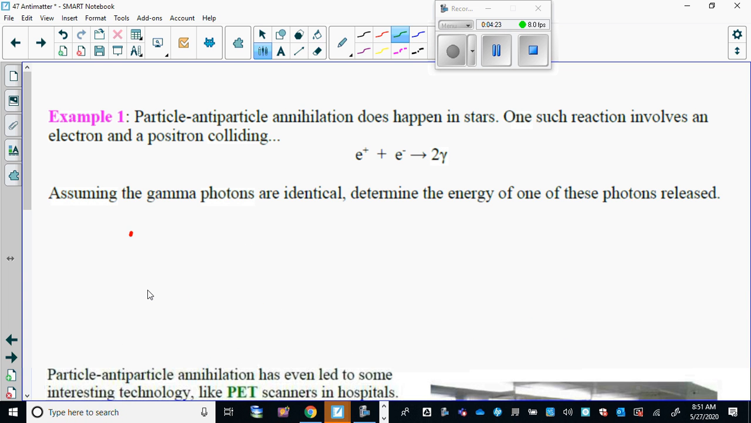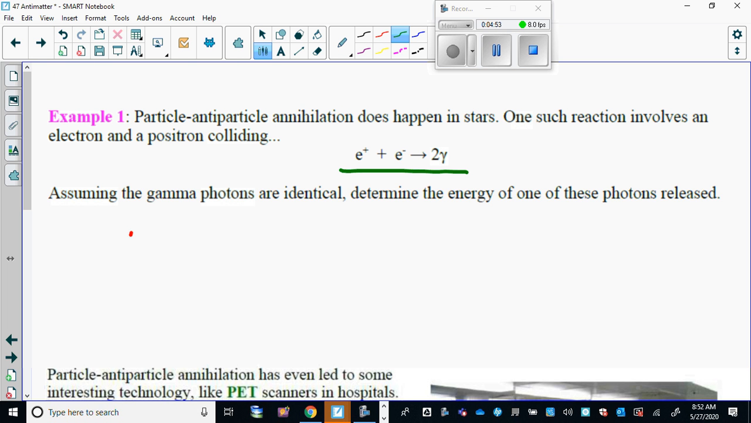I didn't expect to see that. Antiparticle. So here is a particle-antiparticle annihilation. It does happen in stars. One such reaction involves an electron and a positron, and they collide, they annihilate each other and just become pure energy. So all of their mass is converted into energy, and that is the equation. Positron plus electron equals 2 gamma rays.